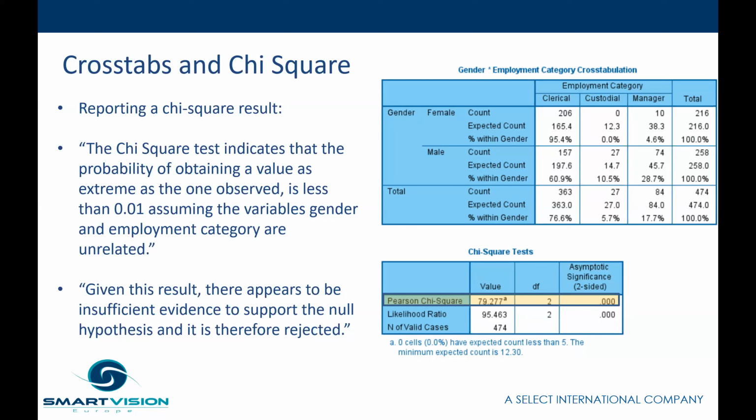Given this result, there appears to be insufficient evidence to support the null hypothesis, and it is therefore rejected that the two variables are in fact unrelated to each other. And that is the formal way to interpret that result, crosstabs and chi-square. And that's our first test of significance.